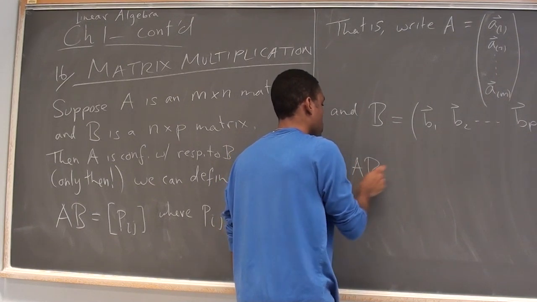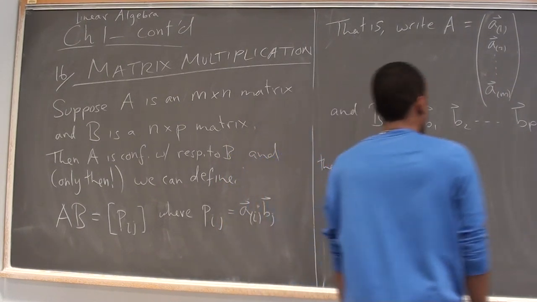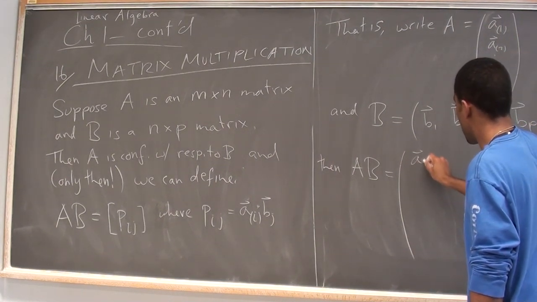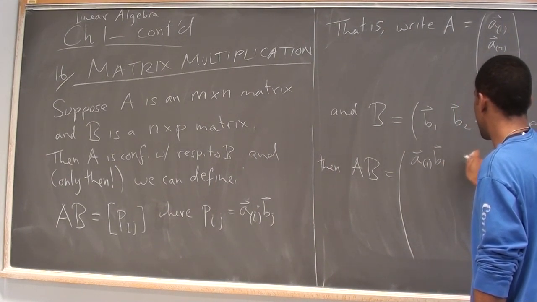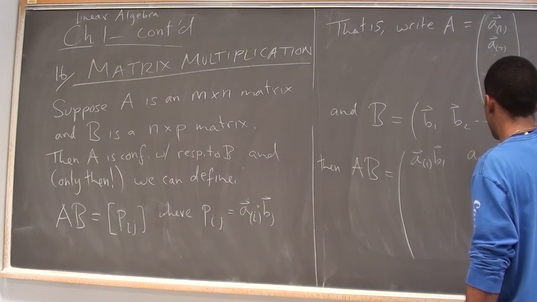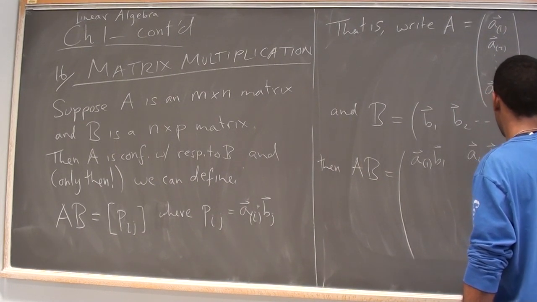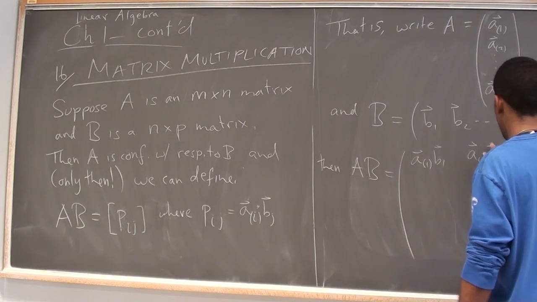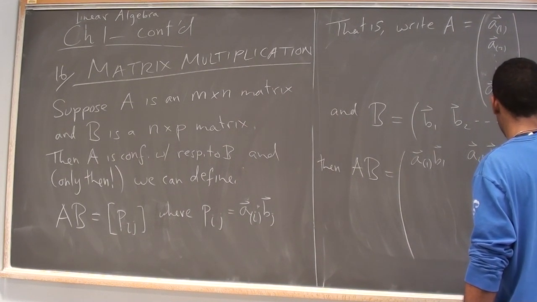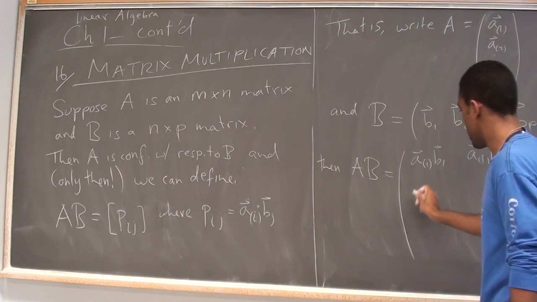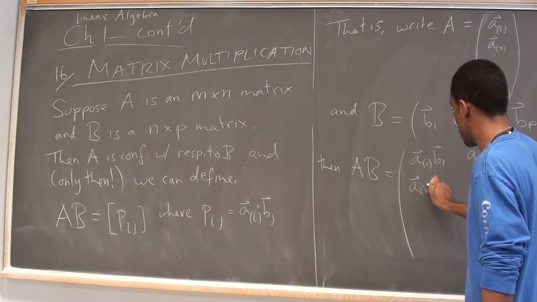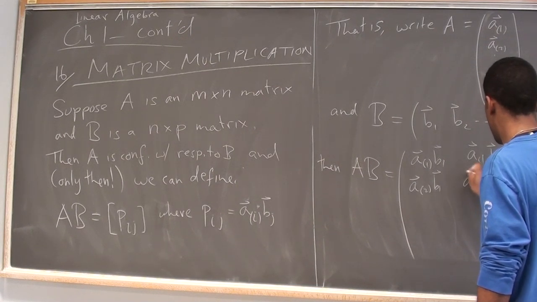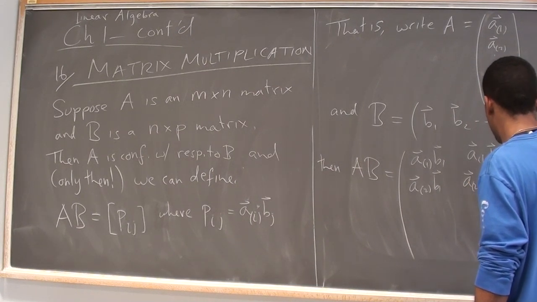Then AB would be equal to, here's how it's going to look. You're going to have A1B1, A2B2, A3B3, and so on. Oh, so you use parentheses whenever we do rows?